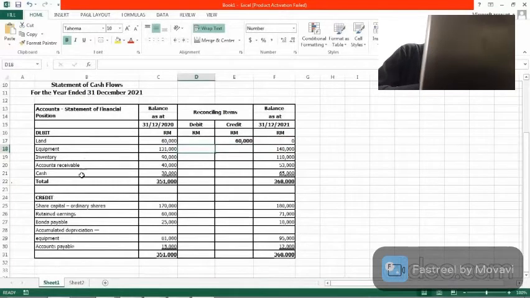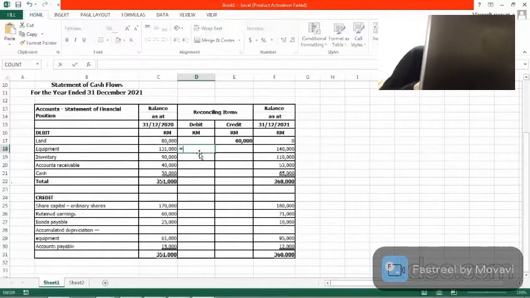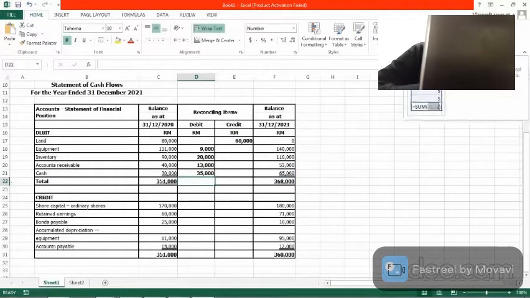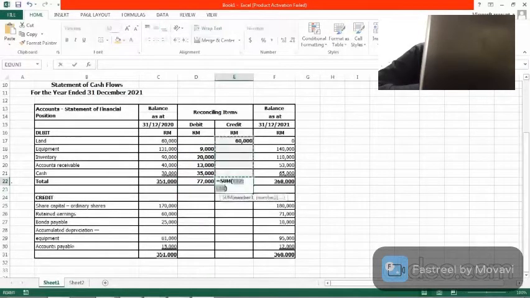For equipment, inventory, accounts receivable, and cash, there are all increases in the ending balance, so we put them on the debit side. 140,000 minus 131,000. For inventory, 110,000 minus 90,000. For accounts receivable, 53,000 minus 40,000. And then for cash, 65,000 minus 30,000. We will sum up the debit side and credit side by using the auto sum formula right here. Enter. For credit, enter.